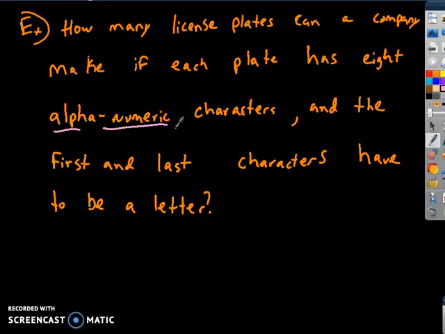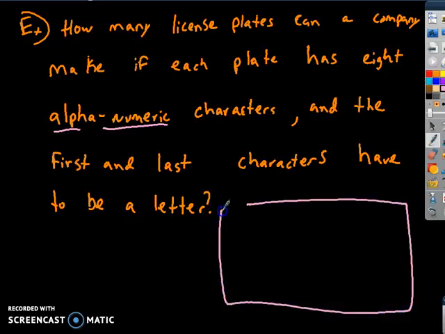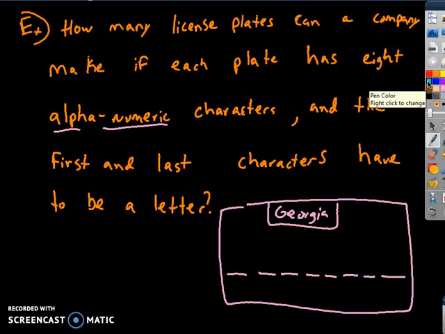So basically we have a license plate. This is my license plate. It's a Georgia license plate. And on this license plate, you have 8 characters. So 1, 2, 3, 4, 5, 6, 7, 8. What's very specific about this license plate is the first one must be a letter, and the last one must be a letter.